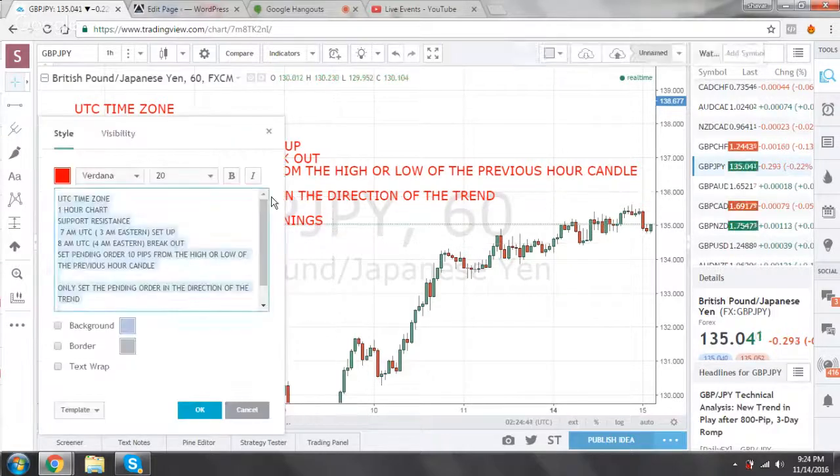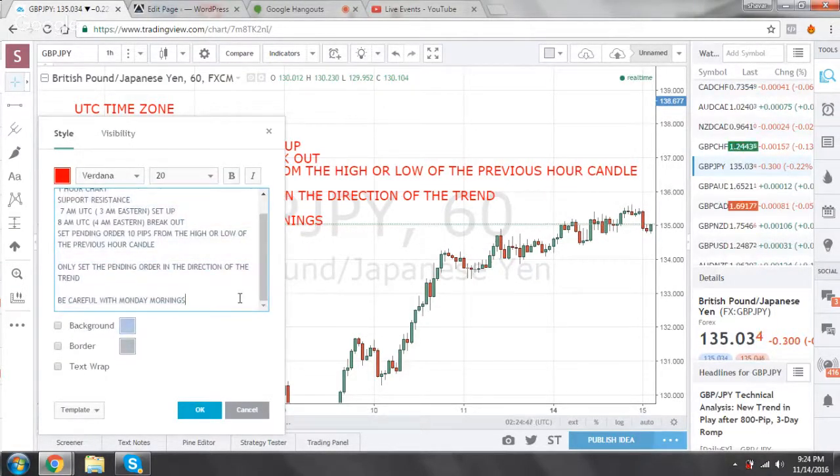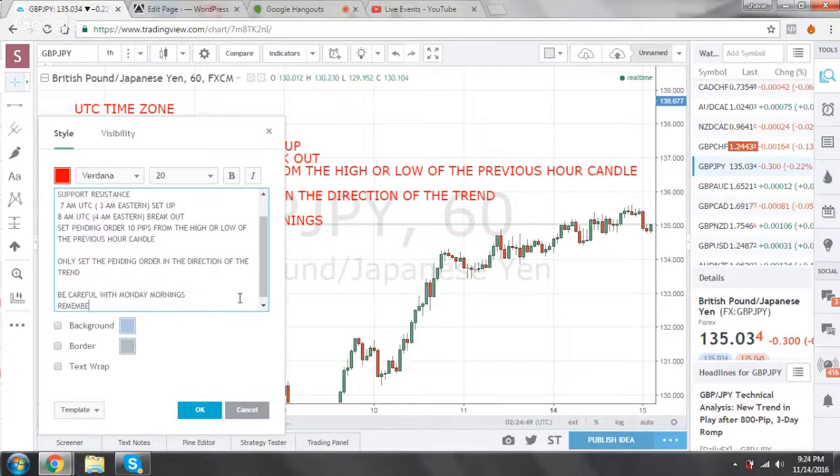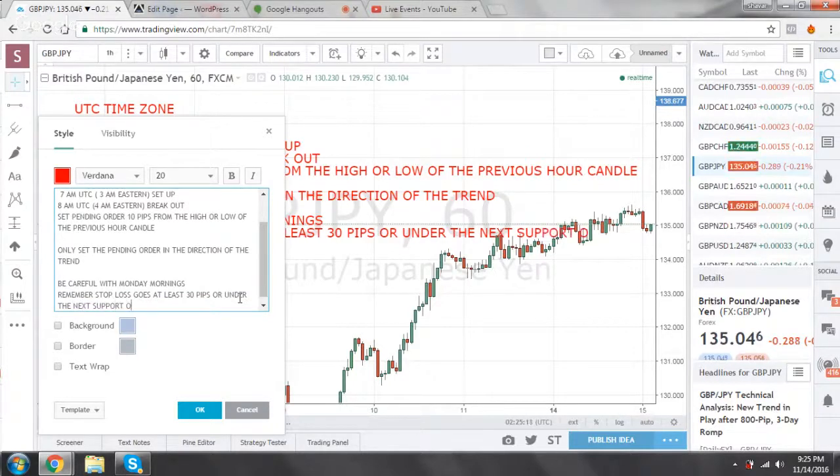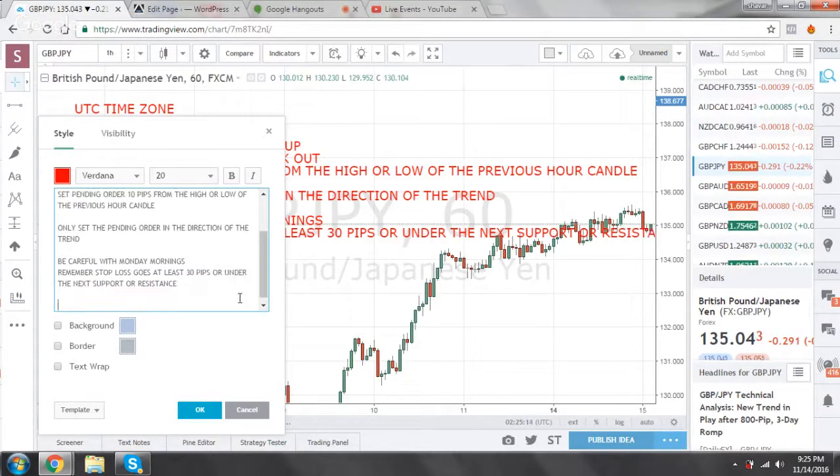Oh, hold on a second. Your stop loss goes at least 30 pips under the next support or resistance. Target 30 to 40 pips to be safe.